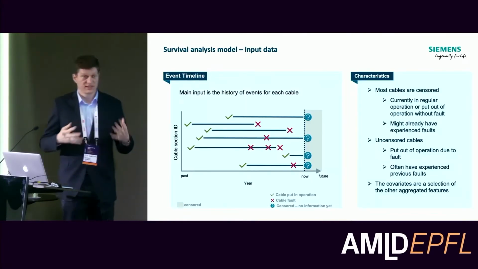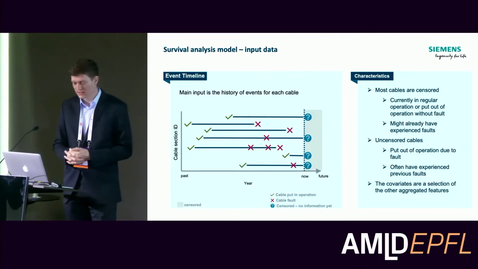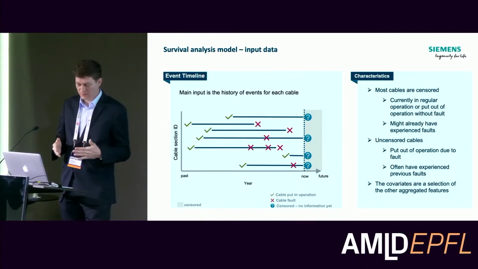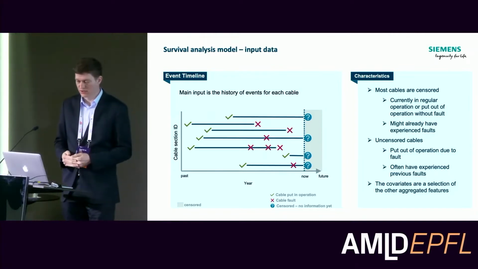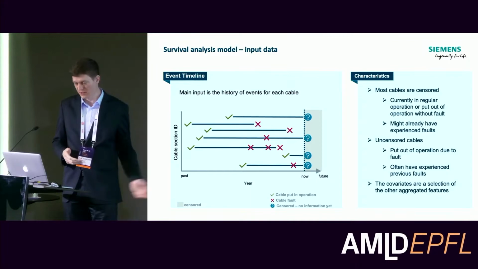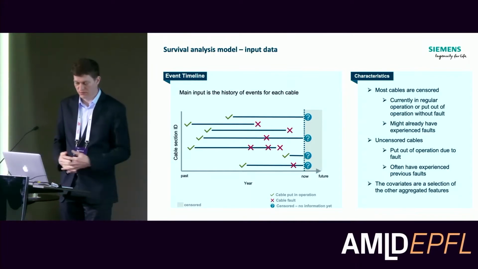So then when we had the data aggregated, we wanted to use the survival analysis. So you can see here the event timeline. The check mark in green is always when the cable was put in operation. This can be 30 years ago, 50 years ago. Then you have the blue line. This is the life of the cable where it's in normal operation.